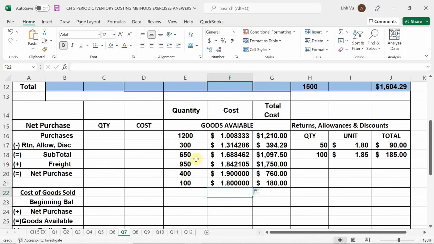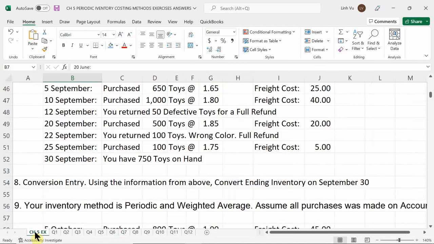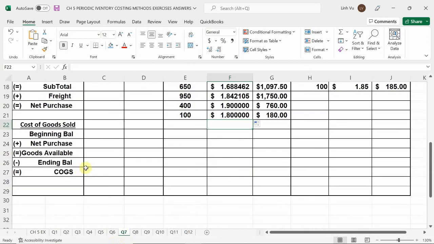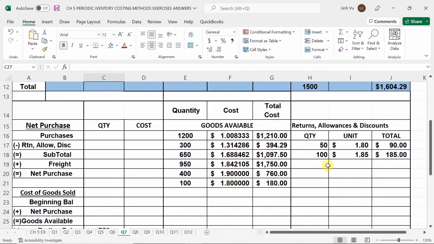Okay, so now I have 2, 4, 6 batches of inventory that I can choose from to calculate my total cost of goods sold. Now that I reached the end of my accounting period, I ended on September 30th with a total of 750 toys on hand. So that's something I'm going to note in here, that I have a total of 750 units. Okay. So again, let's go ahead and tally up your totals here.